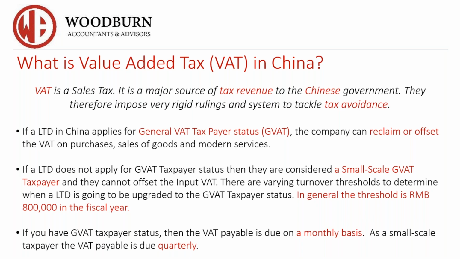The next section is going to be talking about VAT. So for those of you that are not financial professionals, I want to explain what VAT is in China. VAT is a sales tax. It is a major source of tax revenue for the Chinese government. Therefore, there are very strict rulings and systems in place to avoid tax avoidance, which is why I chose expenses to look at in terms of fraud, because that has a lot to do with Fapiaos and VAT invoices. And I thought it would match nicely with this topic here today.